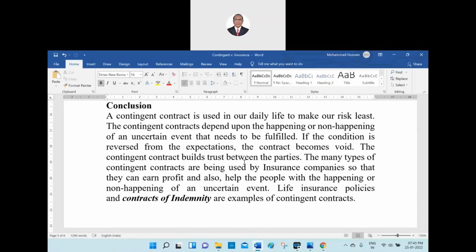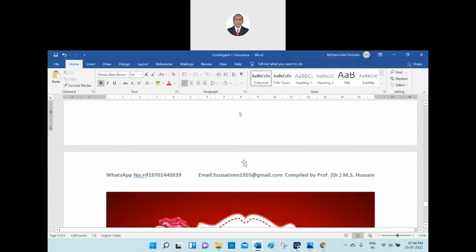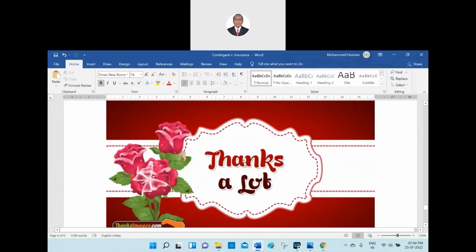These are all contingent contracts. What is the contingency here? If the fire burns, or the fire did not burn. If the life is there, or the life is not there. Depending upon that, we can make out whether it is a contract or not. So this is the total of what will be in our study.